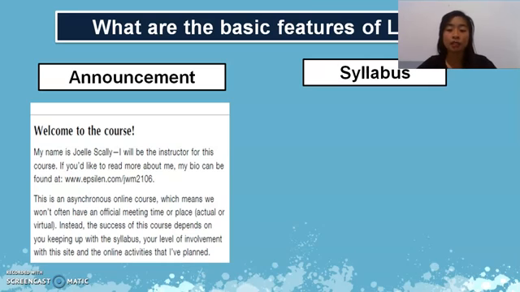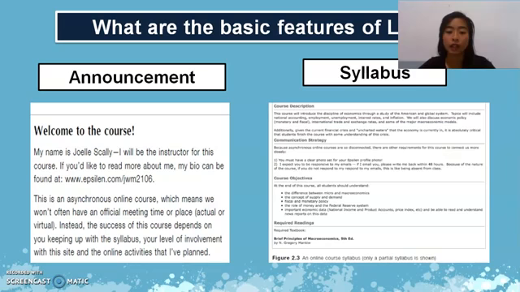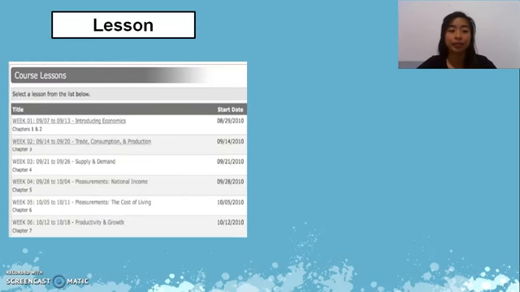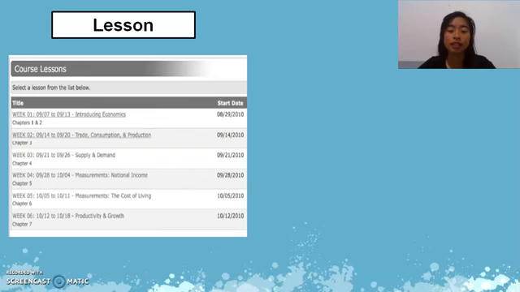Next is the syllabus. Syllabus means that the teacher provides some information such as the description of the course, communication strategy, course objectives, etc. The next is lesson. Lesson means that the teacher already provides the activities for every meeting. We can look at the first chapter and the second chapter in the first meeting. The learner will learn about introducing economy and it starts on 29 August 2010.